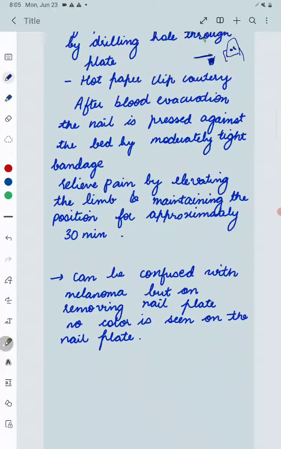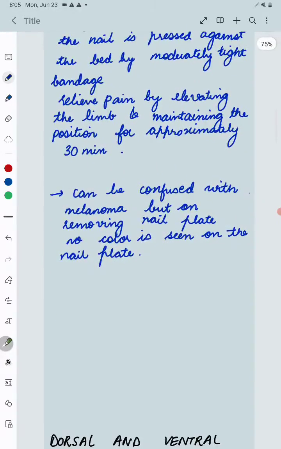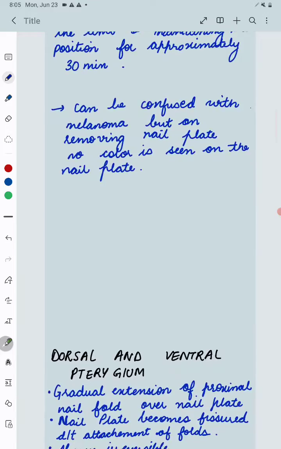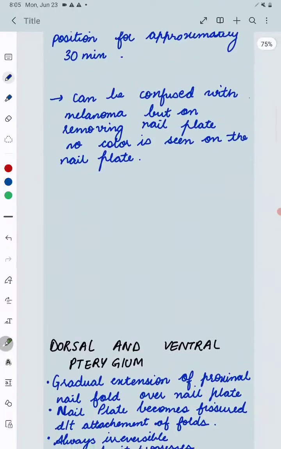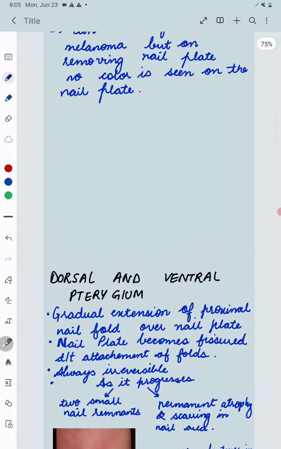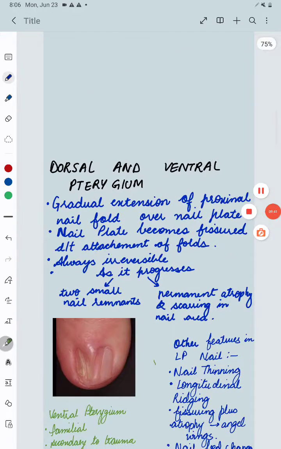Now you can elevate the limb and decrease the pain. You can keep it elevated for about 30 minutes. The closest differential for subungual hematoma is a melanoma. But on removing the nail plate, no color change is seen on the nail bed. If you remove the nail plate in hematoma, you will find that you can easily wash the hematoma away as well. But in melanoma, it is not possible to do so.